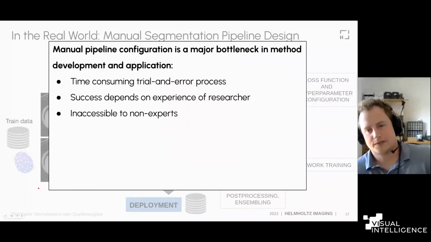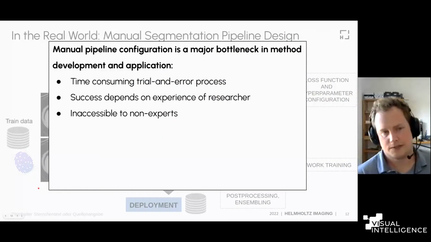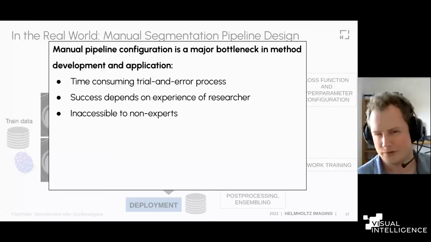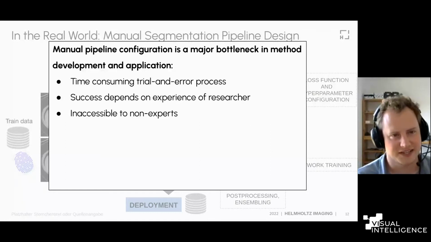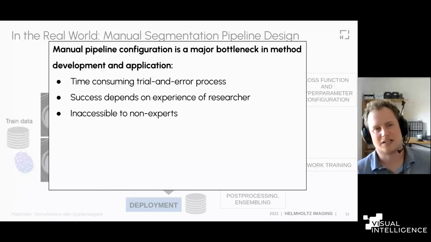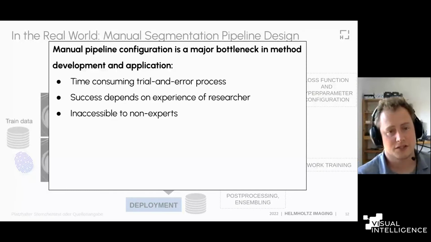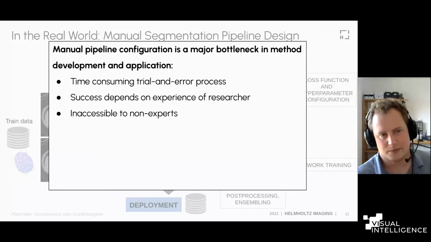The problem with this approach, I think, is quite obvious. It's mostly driven by trial and error processes. People also sometimes like to call it the grad student descent. And as such, it's really time consuming and maybe also inefficient. How well this works in the end, the model that comes out of it, highly depends on the experience of the researcher.